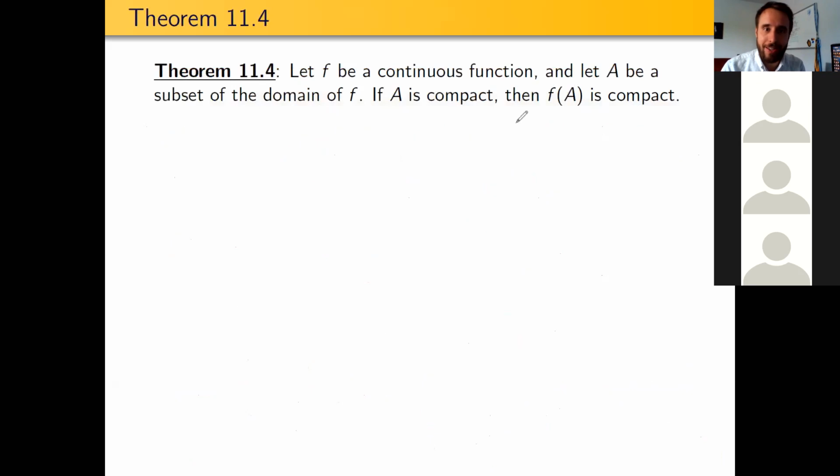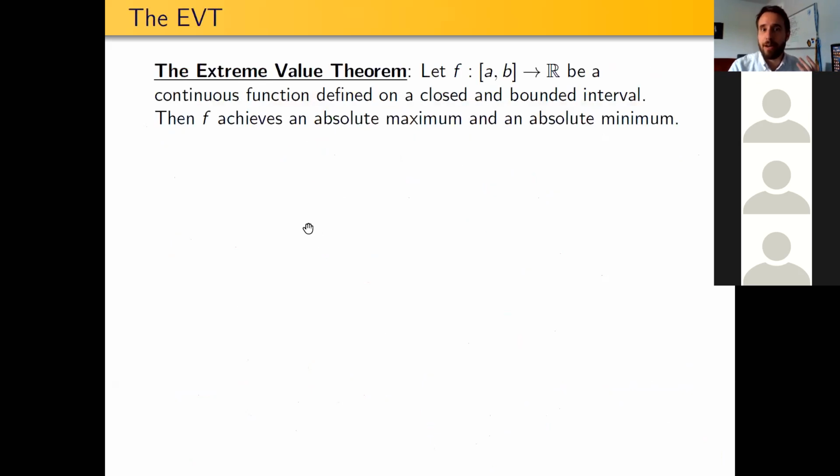I'm trying to keep one eye on the time here, and I think we are in a good place to get most of these big results, because now they start to fall a little more like dominoes. Because we now know that a continuous function will map a compact set to a compact set, we can get the extreme value theorem basically for free. As a reminder, the extreme value theorem said that f achieves an absolute maximum and an absolute minimum if f is a continuous function defined on a closed and bounded domain.